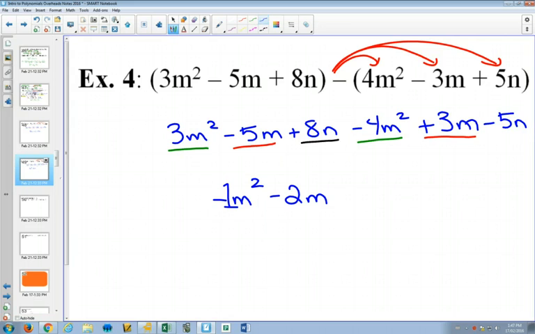Any like terms with the 8n? Minus 5n. And 8n's minus 5n's leaves you with 3n's. So there's our final answer.